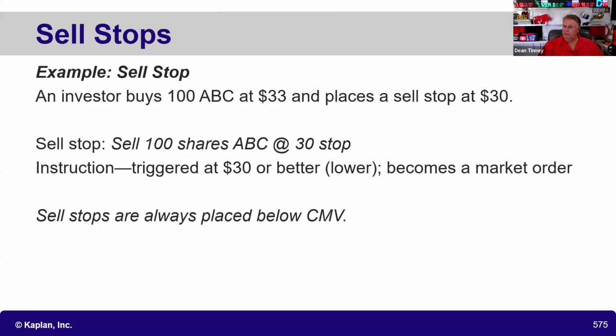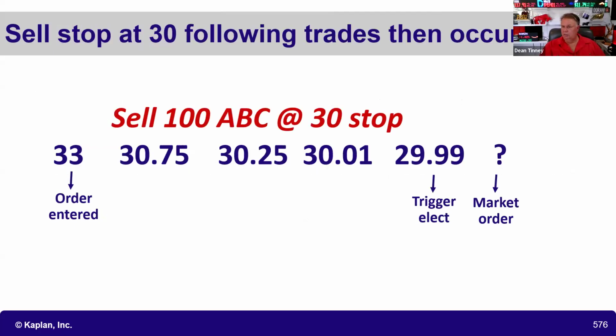We bought the stock at 33 and we placed our sell stop at 30. We're willing to lose approximately $300. The following trades then occur. Anything happen at 34? 30.75? Anything happen at 30.75? No. We need a trade at or through 30. Anything happen at 30.25? No. Anything happen at 30.01? No.